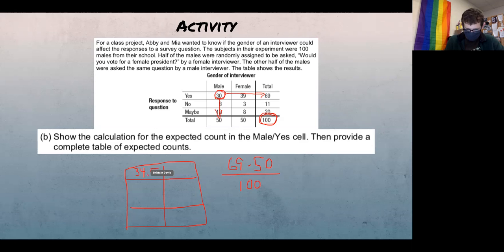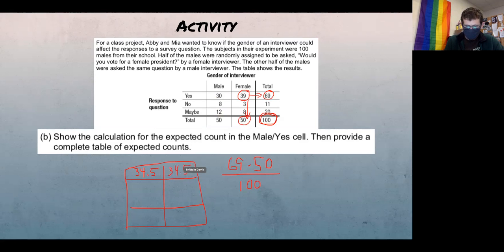So now whenever I want to find the next one, I'm going to move to the right. I want to find the expected value, which is going to be the row total times the column total divided by the total count. In this case, it happens to be the same thing because the row total is 69 and 50. We got 34.5.